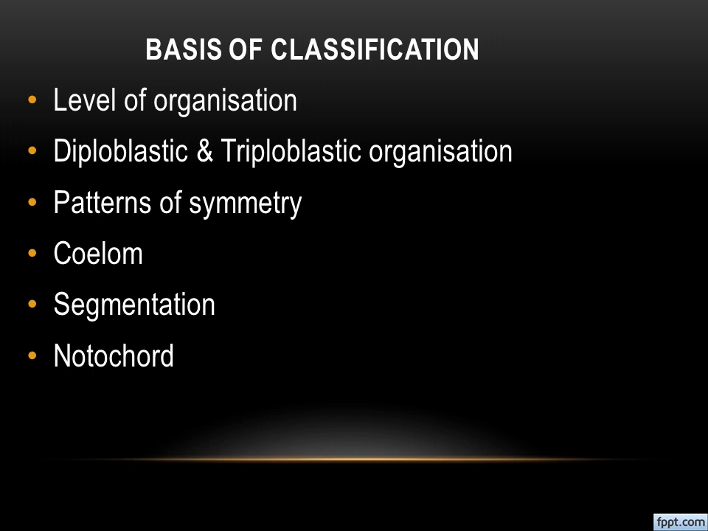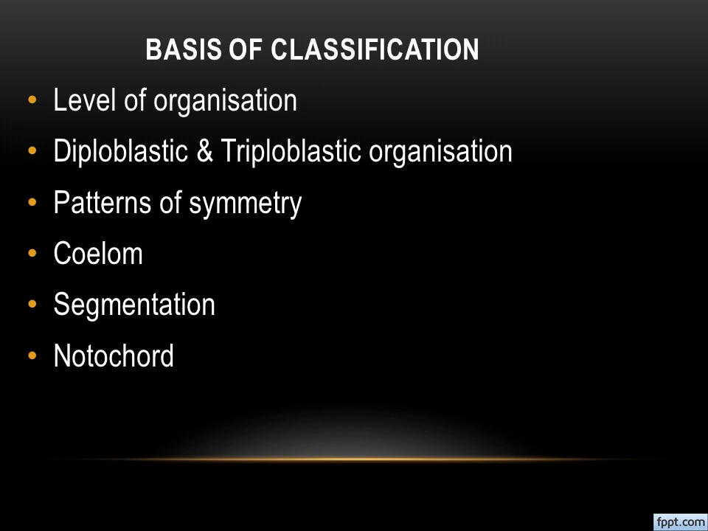So, in the previous class, we started this new chapter, that is Kingdom Animalia, right? And there we discussed the classification of Kingdom Animalia, and what characters they consider for the classification. As per that, the first three characters we explained and studied are: level of organization, the second one is diploblastic as well as triploblastic organization, and the third one is patterns of symmetry. As per these characters, they have classified the kingdom Animalia, right?